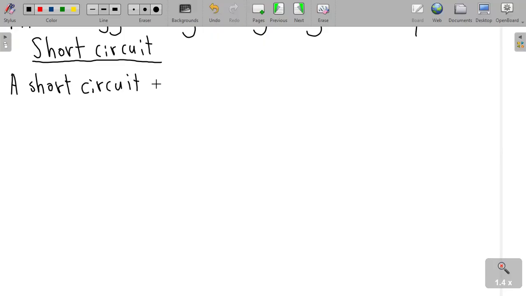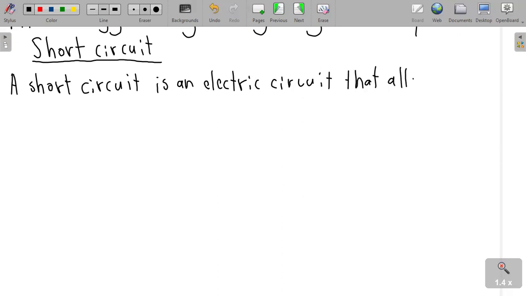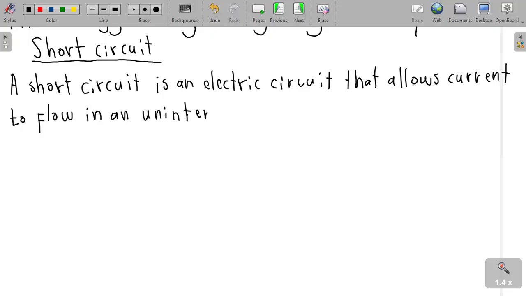A short circuit is an electric circuit that allows current to flow in an unintended circuit, or you can say in an unintended direction. So this is what happens.